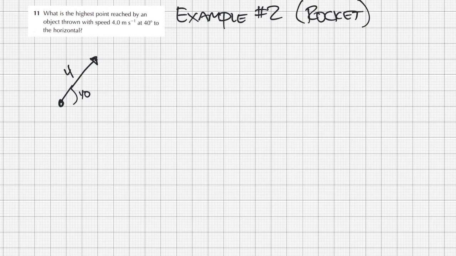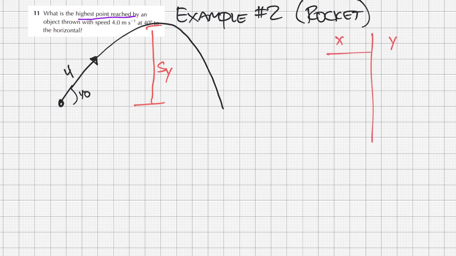It's asking for what is the highest point reached, right? So if we look at the path that this is going to take, it's going to have some path that looks like this. And this right here would be my highest point. That's going to be my SY. So again, we're going to break information into X and Y apart. We're going to look at this and say, well, we have some initial velocity in the X. We have some initial velocity in the Y.